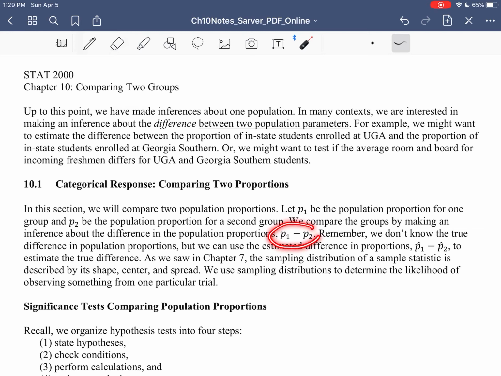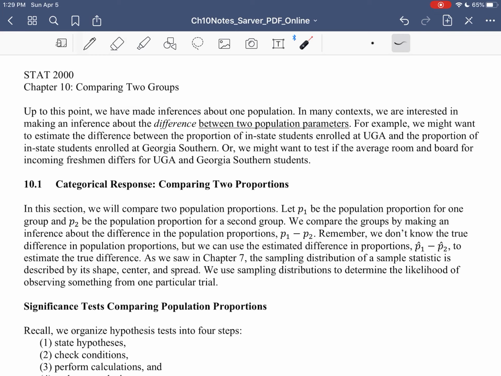If the difference between P1 and P2 is positive, that means that P1 is bigger than P2. If the difference between P1 and P2 is negative, that means P1 is smaller than P2. If this difference equals 0, then that means P1 and P2 are the exact same number. So we are interested in the difference between these two population parameters because that will give us information about which one is bigger or if they're the same.